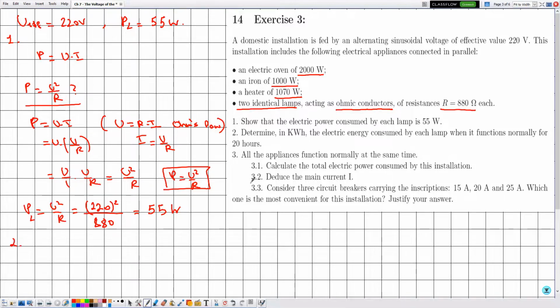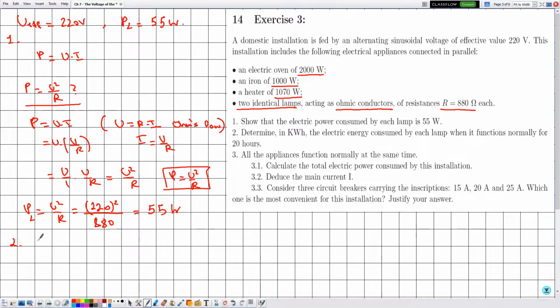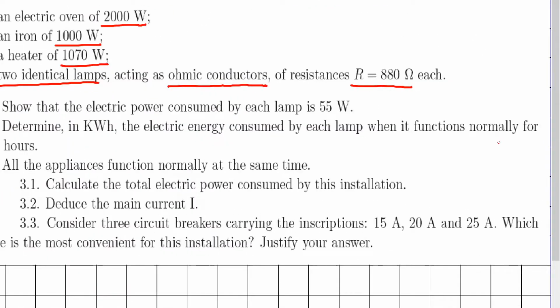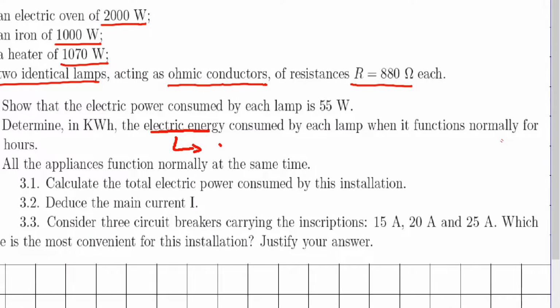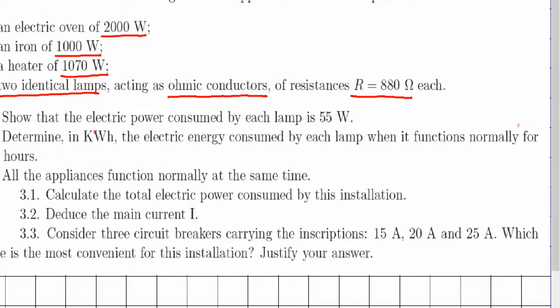Now in number 2, they are telling me to determine in kilowatt hour the electric energy. The formula of the electric energy is always E = P × t. Now we know that the SI unit of electric energy is joules, but here they specified kilowatt hour, consumed by each lamp, and it functions normally for 20 hours. Since the specified unit of energy is kilowatt hour, which can be decomposed into kilowatts multiplied by hour, the power must be expressed in kilowatts and the time in hours.